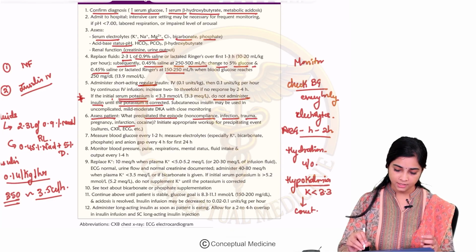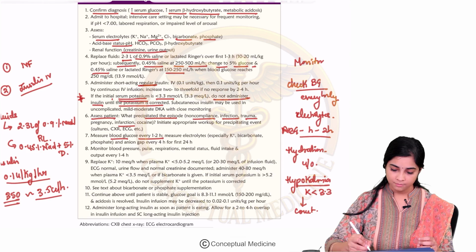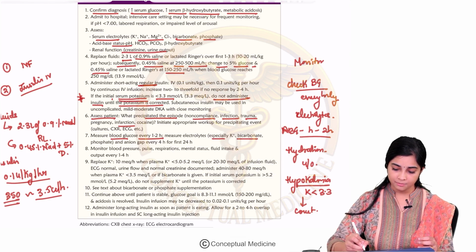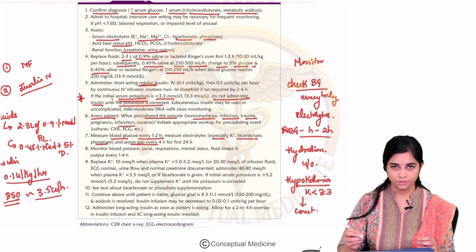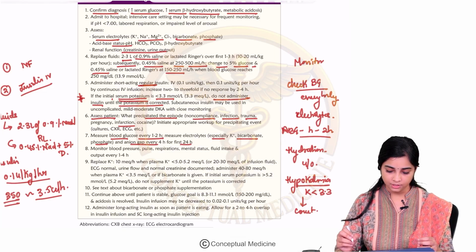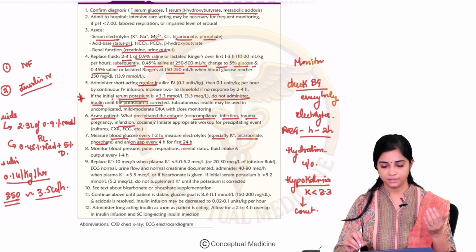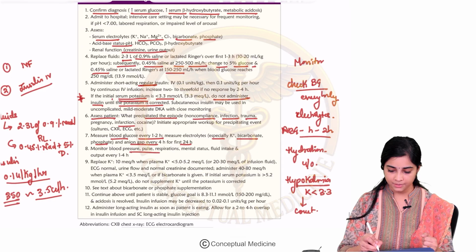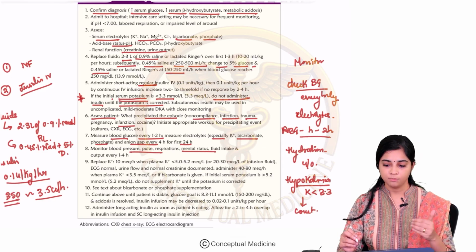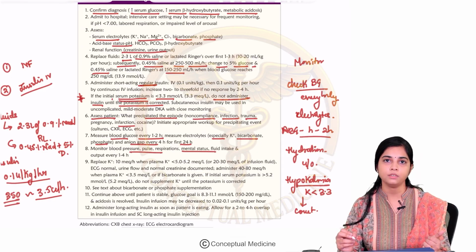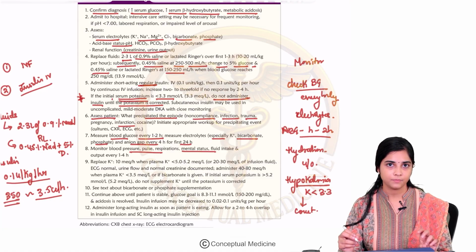So this is about your monitoring. Measure the blood glucose every 1 to 2 hours. Measure your electrolytes, especially your bicarb in the ABG, potassium, phosphate, anion gap in your first 24 hours. Apart from this, you will have to monitor the vitals as well: blood pressure, pulse, respiratory rate, mental status. Monitor your hydration status, urine. So till here we are clear, right?